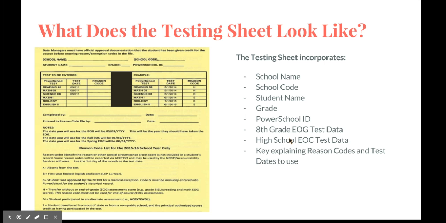The sheet also provides you with notes about what dates to use for those EOGs as well as for the fall and spring EOCs, and a key on what reason codes you should use and why. For our purposes, you will always use an H code for your reading, math, and science EOGs, and you will always use an S code for the Math 1, Biology, and English 2 EOCs.